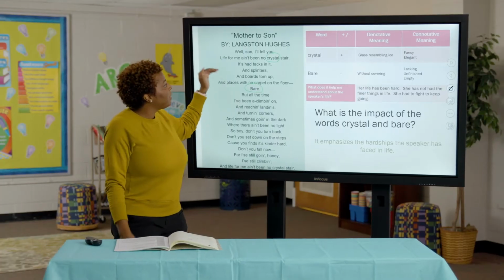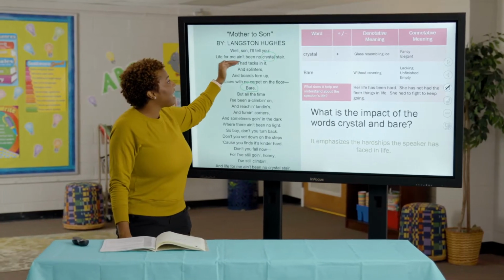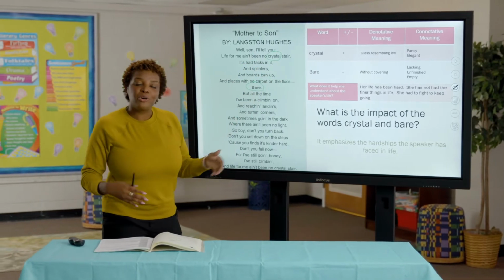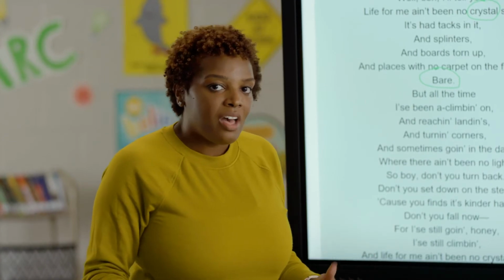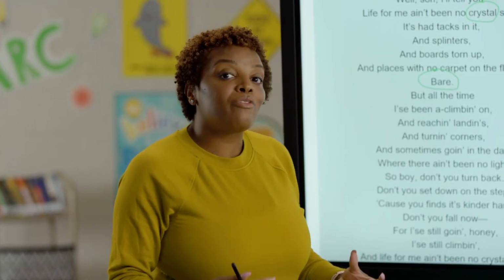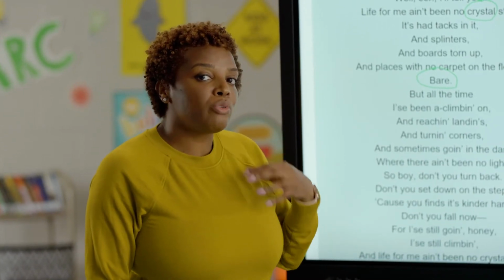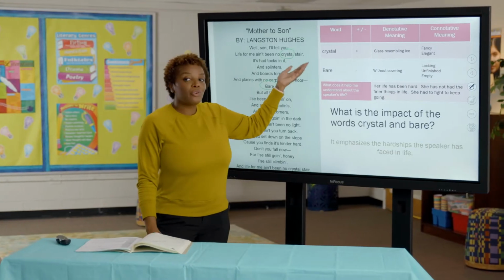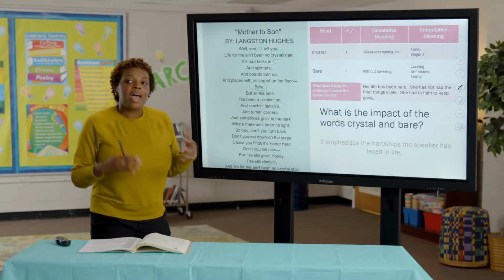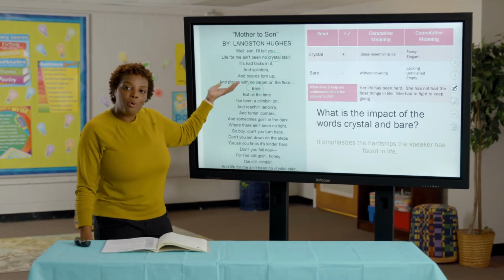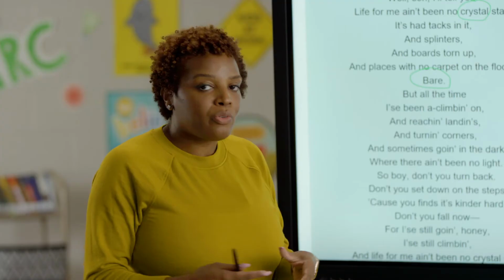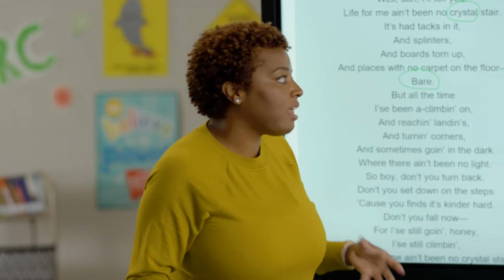One thing we should note in Mother to Son is that Hughes is saying that life for me ain't been no crystal stair. So for the mother, things have not been fancy, things have not been elegant. For the most part, things have been somewhat of a struggle. So it's important for us as readers to understand that, yes, the word crystal has a positive connotation. However, the mother described in this poem has not had a crystal clear life. She hasn't had a fancy life.